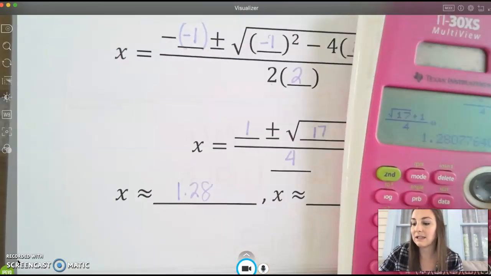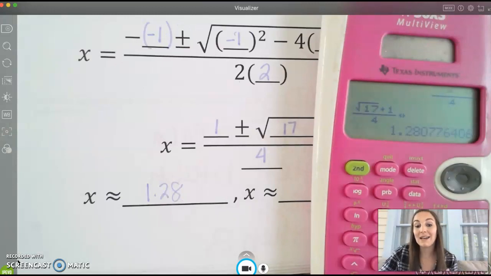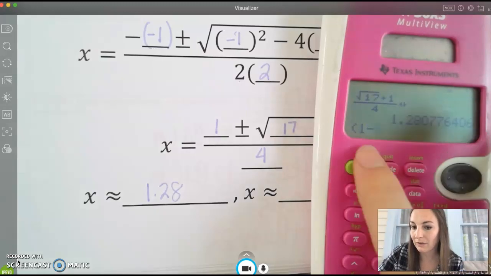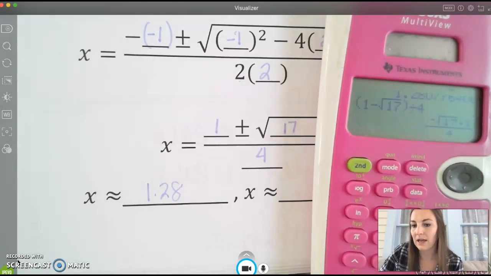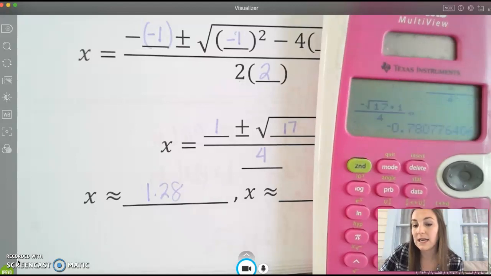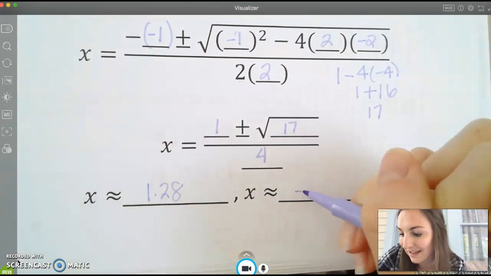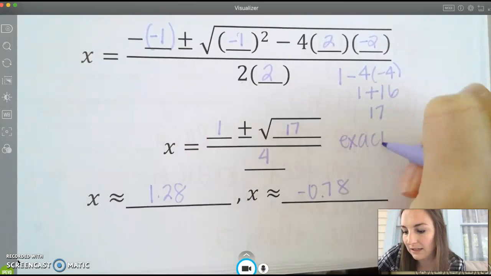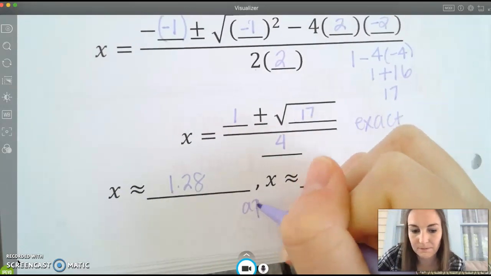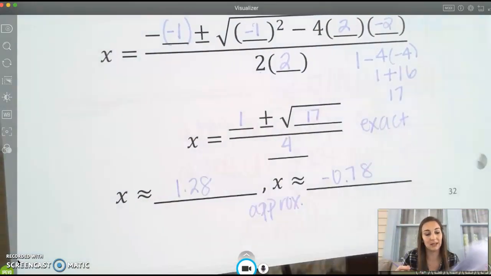So next, I need to do 1 minus the square root of 17. So 1 minus the square root of 17, and I'm going to divide that by 4. And when I do that, I get -0.78. So again, this here is my exact answer, and this is my approximate answer. Okay, so let's try another example.